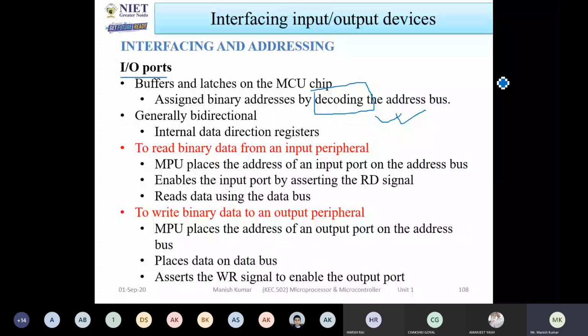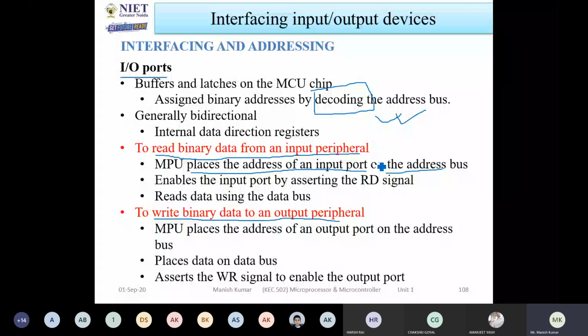So whenever you want to read from any input device, what procedure do you have to follow? And whenever you want to write to the output devices, which procedure do you have to follow? First of all, the microprocessor places the address of the input port on the address bus. Here, when I talk about an input port, the address size is 8-bit only. So this 8-bit port address is sent by the processor.